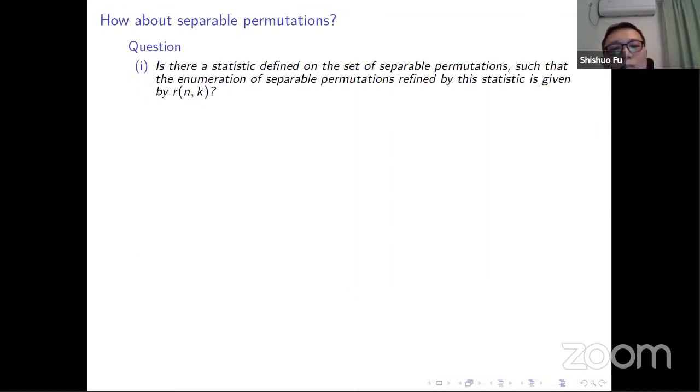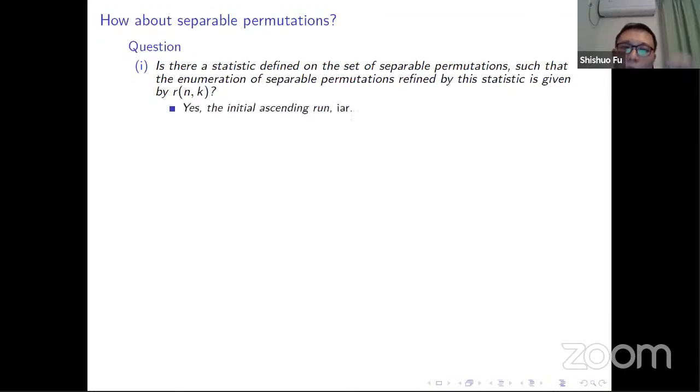Then this result raises several natural questions. First of all, because we noticed that there are other combinatorial models counted by large Schroeder numbers. For example, separable permutations. Remember the 3142 and the 2413 avoiding permutations. Then can we use separable permutations to similarly explain that recurrence relation for the triangular array, the Schroeder array? So that's our first question. But to do that, you have to first find the appropriate statistic to refine your separable permutations so that you get exactly the same array, right? So that's our first goal, to find such a statistic defined on separable permutations to give you R and K.